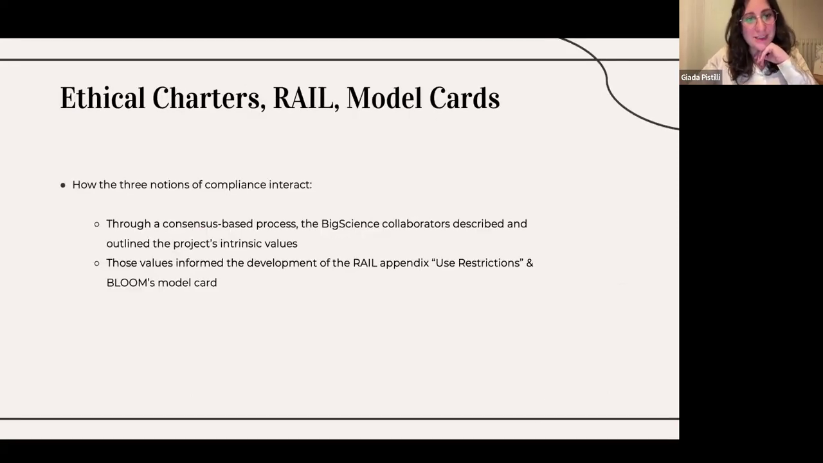So going back to our analysis framework, how the three notions of compliance that I presented to you interacted in this case. Through a consensus-based process, all the BigScience collaborators described and outlined the project's intrinsic values. We drafted an ethical charter, and those same values inform the development of RAIL, which means Responsible AI License, especially its appendix, called use restrictions. As you can imagine, it's basically everything you can't do with our artifacts. And the BLOOM model card, the famous extensive documentation I was telling you about.